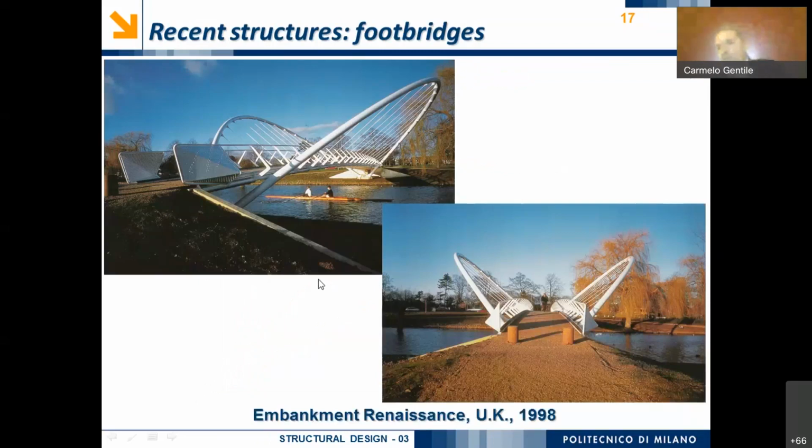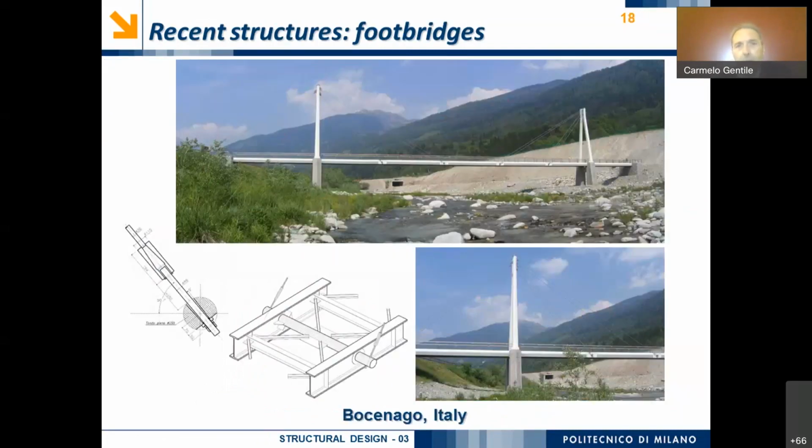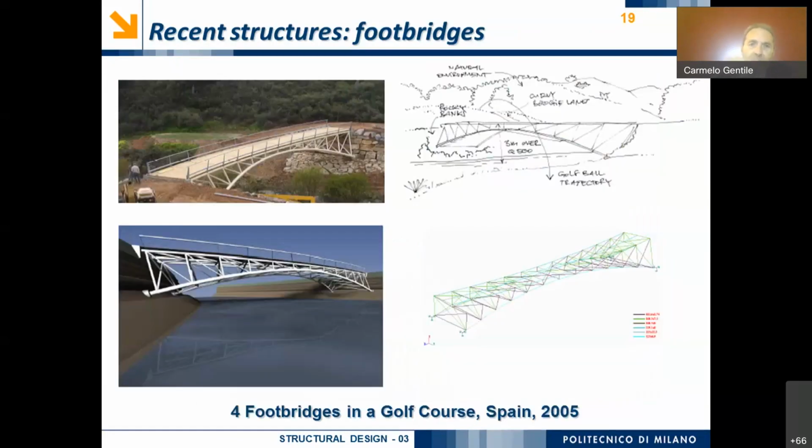So I will show you very quickly some examples of recent structures. For example, this kind of footbridge in which you can see that the hand of the architect is very well seen. I have shown some pictures and some drawings of this footbridge during my first class. This is in Italy, very close to Cortina d'Ampezzo. Another different footbridge in Spain. There are 4 footbridges in a golf course in Spain, and this structure dates back to 2005.